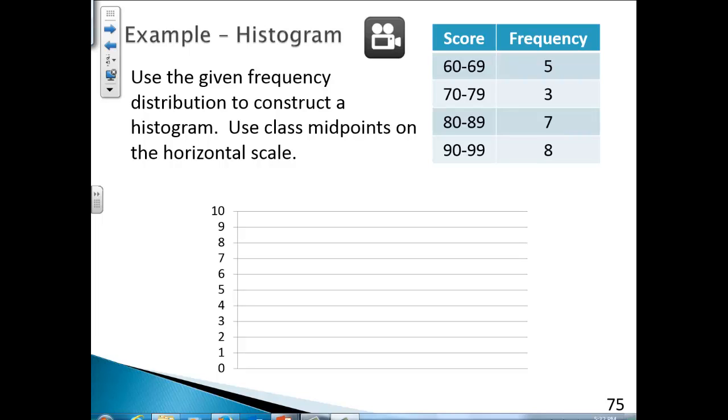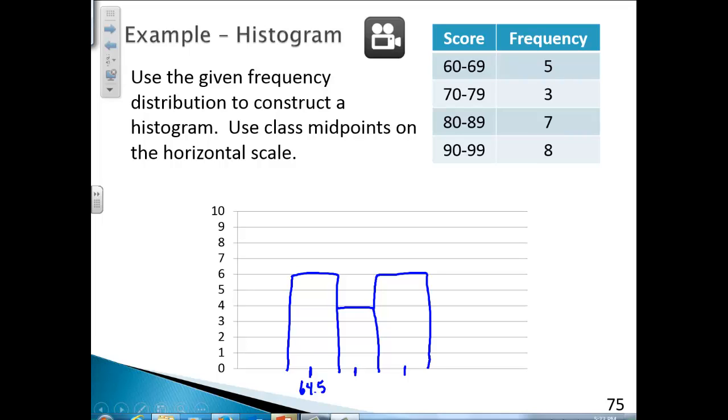Before we work the actual example here, I just want to talk a little bit about how we can label our horizontal scale. In this problem, they want us to use the class midpoints. So I'm not drawing this histogram yet, I'm just drawing a little fake histogram here. If we wanted to label with class midpoints, we're going to label those values in the center. For example, our class midpoint for 60 to 69 is 64.5. So we would label that in the center, and labeling it in the center shows us that we are using the class midpoint.